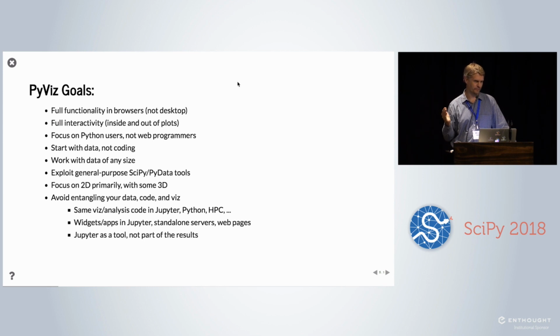So if it doesn't work really well in a browser, we're not interested in having it be part of what we're trying to solve. We also focused on ways that we can have full interactivity, particularly for linking plots, because everybody who sees a plot, the first thing they want to do is say, what is that? And link that to another plot, and drill down, and we want to make that easy.